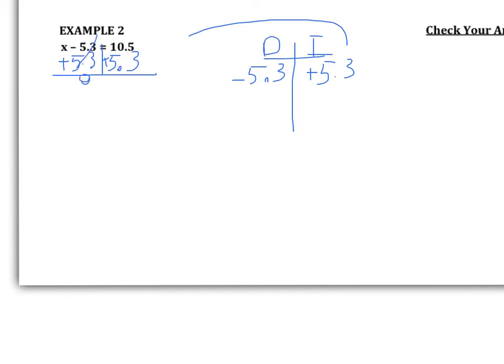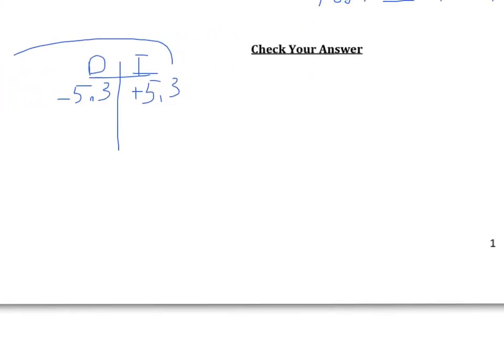So what's left on this left-hand side is just the x. That just gets brought down. Bring down the equal to sign. And then 10.5 plus 5.3 will give me 15.8. So far, I think that is the answer. I think that if I plug in 15.8 for x, it will balance out that equation.